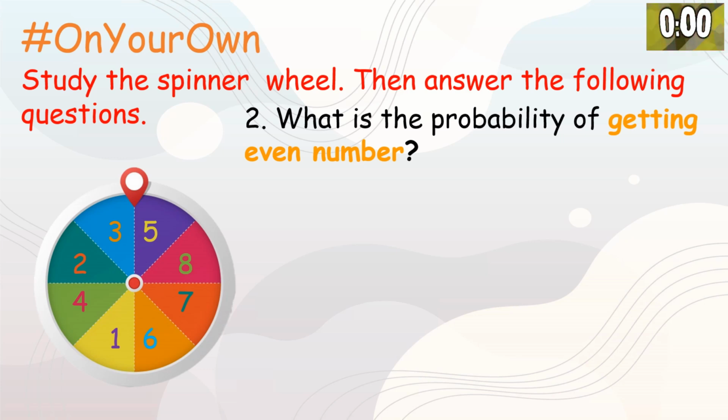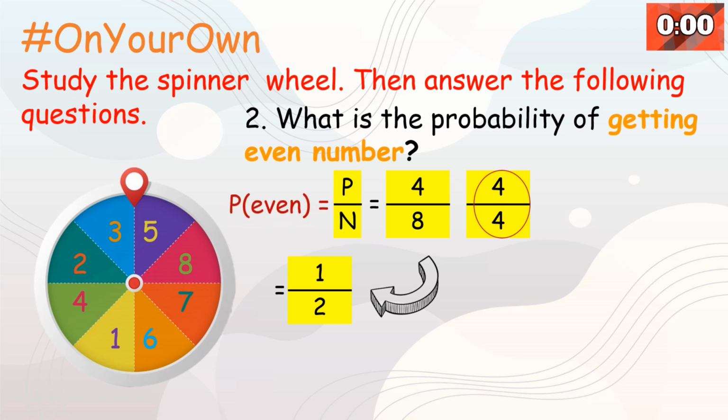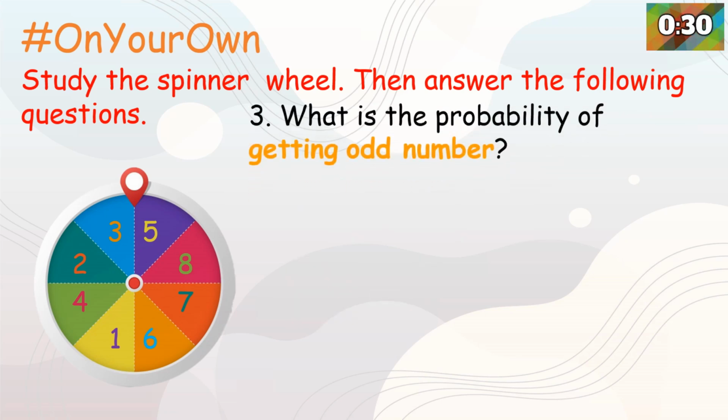Okay, time's up. The answer is, so we have here, in our spinner wheel, there are 4 even numbers. Now, we have 2, 4, 6, and 8. So, therefore, P over N is equal to 4 over 8. Kasi alam naman natin na 4 yung even number, then yung total number is 8. So, 4 over 8, then kunin natin yung common factor. The common factor of 4 and 8 is 4. So, 4 divided by 4 is 1. Then, 8 divided by 4 is 2. So, therefore, the probability of getting even number is 1/2. Okay. So, 1/2 po.